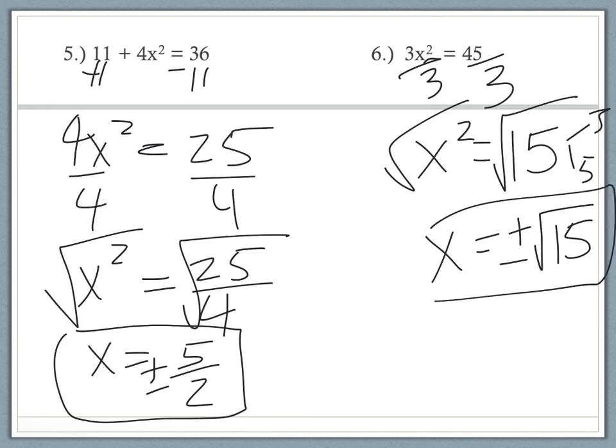All right. So the big thing to take away is remember that we have that plus or minus sign anytime we square root both sides. And always try to reduce your radical if you can.